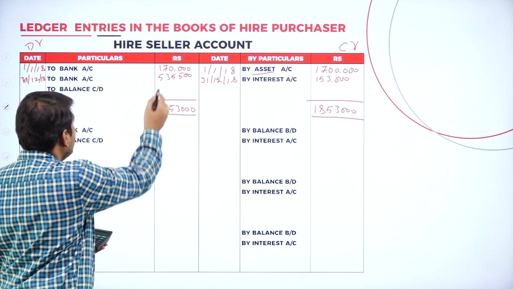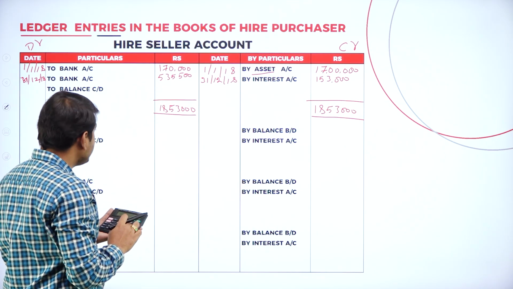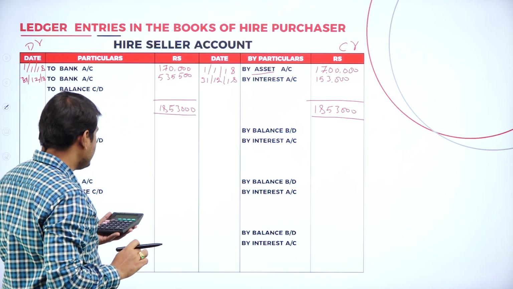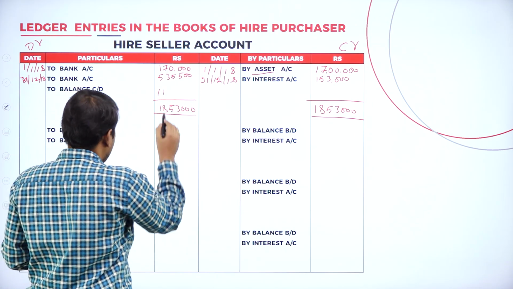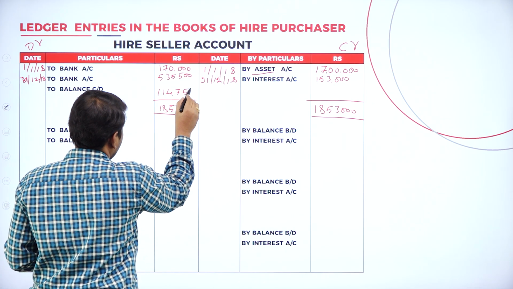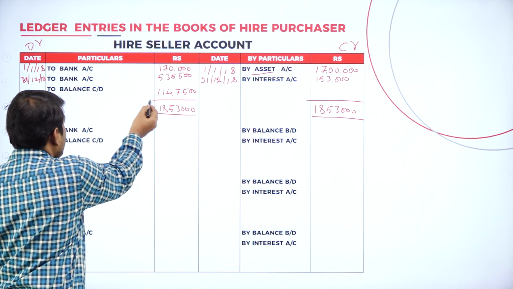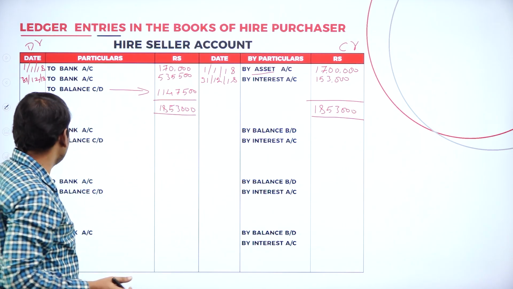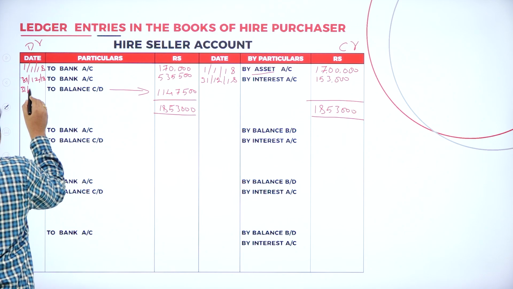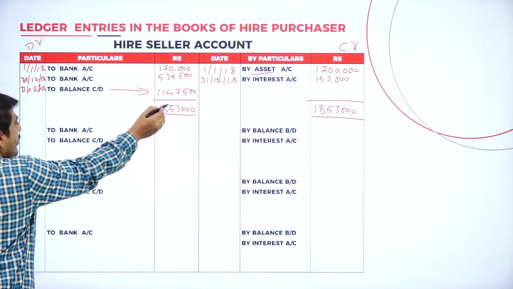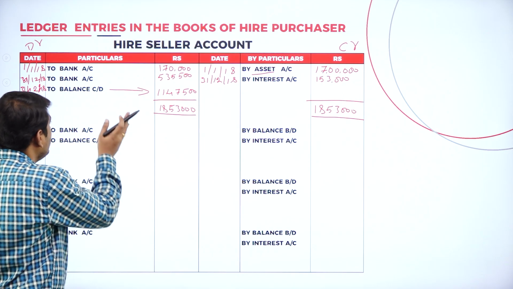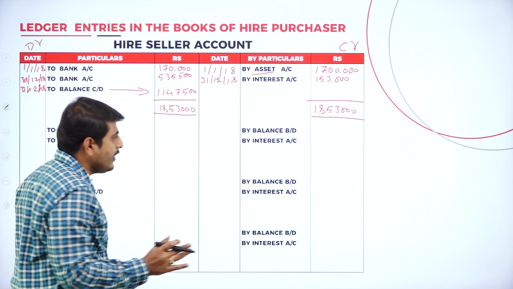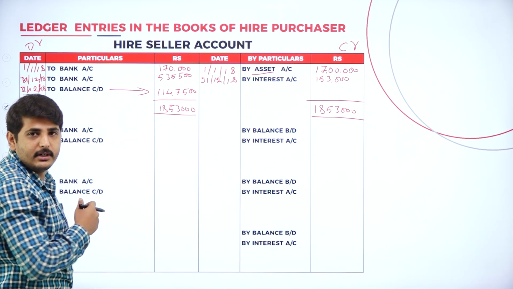So subtract both of these amounts: 1,70,000 plus 5,35,500 deducted, and you get 11,47,500. This amount will be carried down for the next year. Again, for the next year we have to bring it down. On what date? On 31st December 2018 the amount will be carried down. See, if you carry down on the debit side, it should be brought down on the credit side. If you carry down on the credit side, it should be brought down on the debit side.